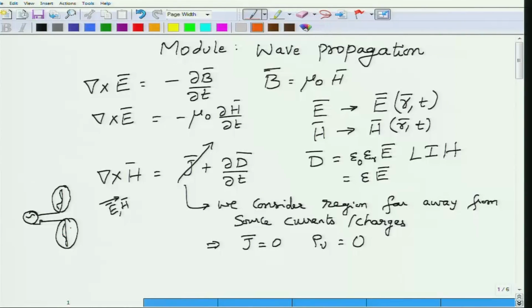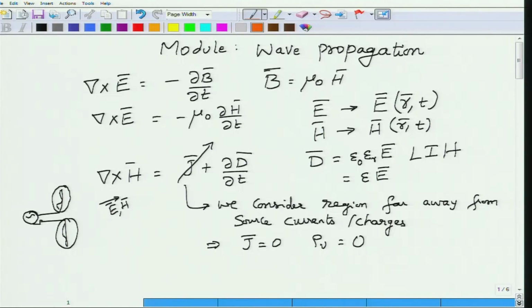Time varying currents will generate time varying H field, which in turn generates time varying E field, which in turn generates H field, and so on, and then you essentially get a wave, and this wave would propagate, and we are looking at the region which is very far away from where the sources are located.